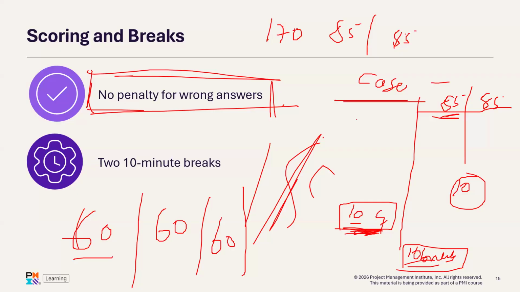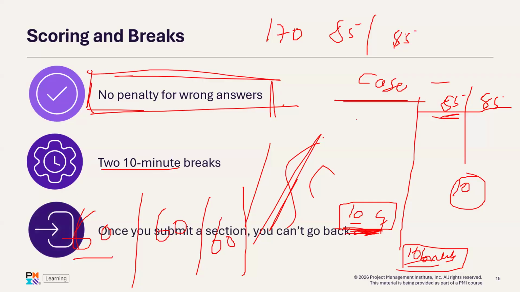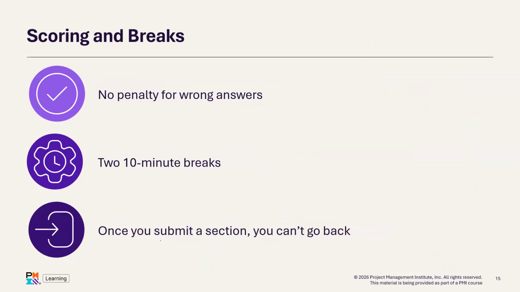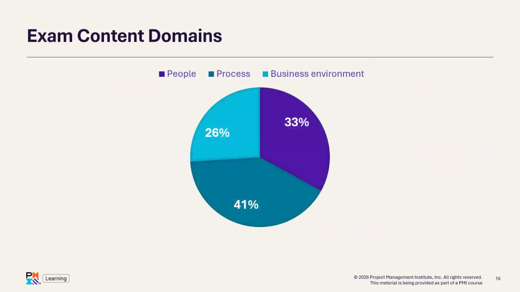So that's about this. You need to know the concept, and you need to be able to manage your time, because after all, project management is about scope, time or schedule, and budget. Right? So that's about the 10 minutes break. And then the final bit is, once you submit a section, you can't go back. You finish a section, you submit, you can't go back.